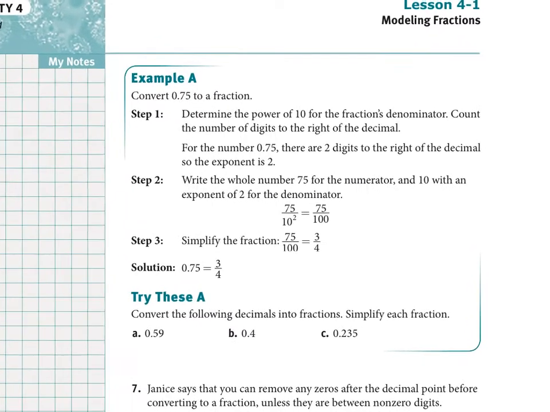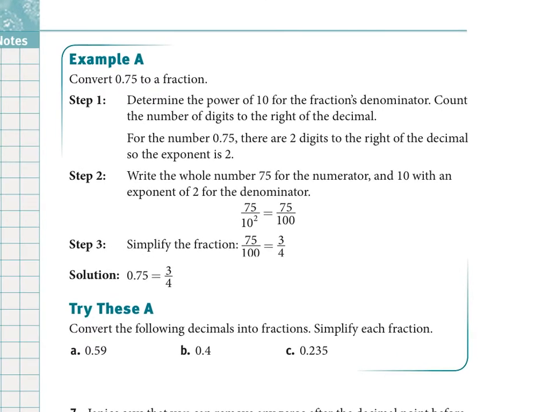Okay, so first off, here's a worked out example. Example A, they want us to convert 0.75 to a fraction. Okay, and there's a couple ways to do this. The book uses, to determine the power of 10 in the fraction's denominator, they want you to count the number of digits. And that's kind of one way. I had not seen doing this way, but they're saying, all right, there's 2 digits after the decimal place, right? So what they're saying is that makes the denominator 10 to the second power.